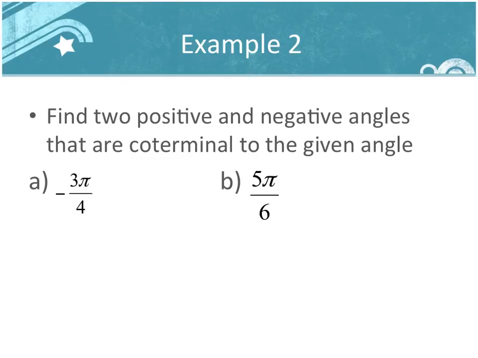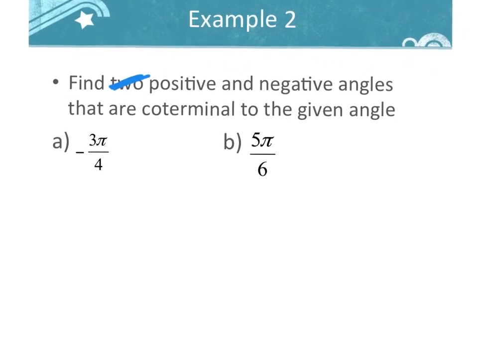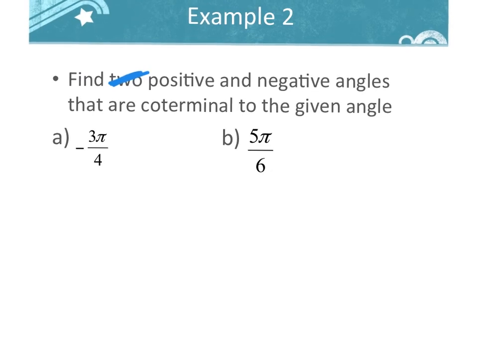All right, so this says find 2 positive and negative angles. We're just going to make it 1. Just find 1 positive and 1 negative angle. If I had to find 2, I would just continue to do the same process I already did.